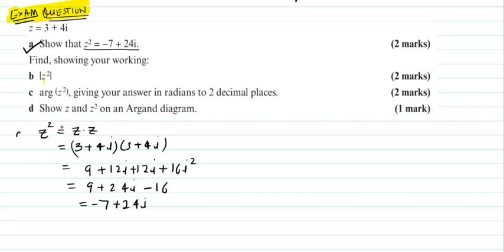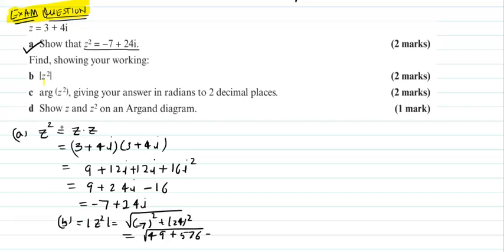Now this is your A part. Then they are asking what is the modulus of z square. Modulus of z square is minus 7 squared, and plus 24 squared. So minus 7 squared is 49 and 24 squared is 576, and if you add it, it should be square root of 625 and that is 25.